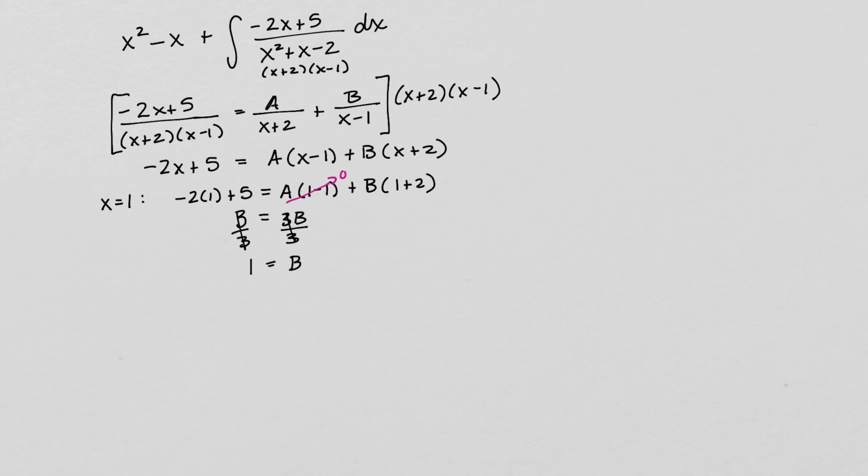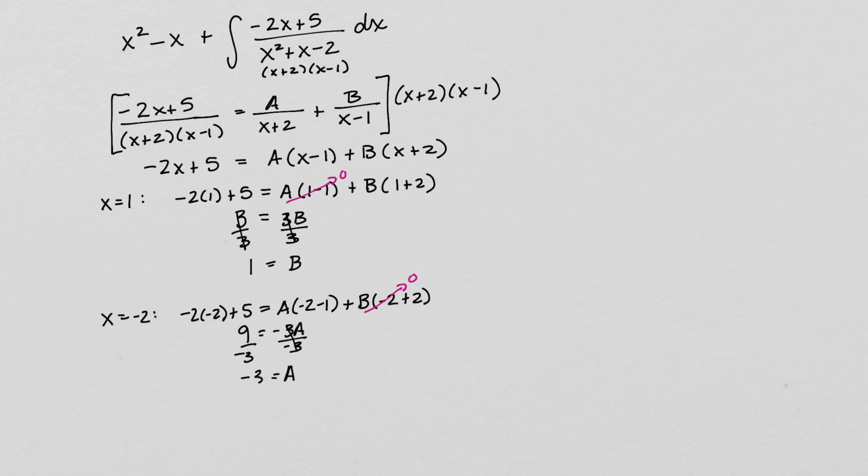And then the other nice value we should pick is negative 2. So negative 2 times negative 2 plus 5 is going to be a times negative 2 minus 1 plus b times negative 2 plus 2. So the second part here is going to go to 0. So I've got 4 plus 5, so 9 is equal to minus 3a. Divide both sides by negative 3. A ends up being equal to negative 3.